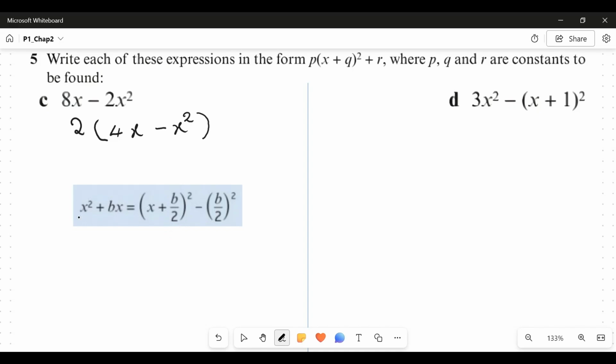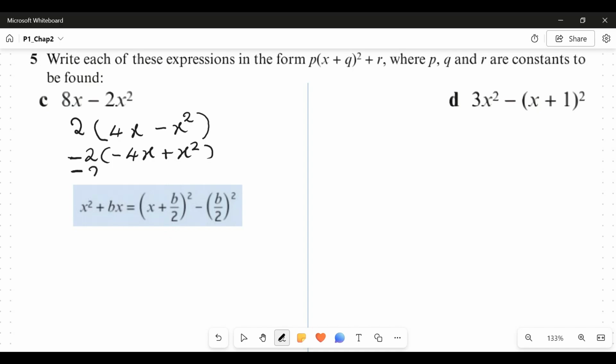Here is the completing the square formula. And to apply the completing the square formula, we need an x squared term. So we have an x squared term here, and we need a bx term, and we do have a bx term. But the problem is the x squared term is a negative. So what we're going to do is take the negative sign outside the bracket. And if we do that, it turns out that the 4x is going to turn into a negative, and the x squared is going to turn into a positive, because I'm taking a negative sign outside the bracket.